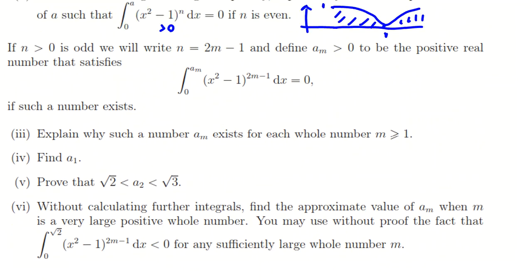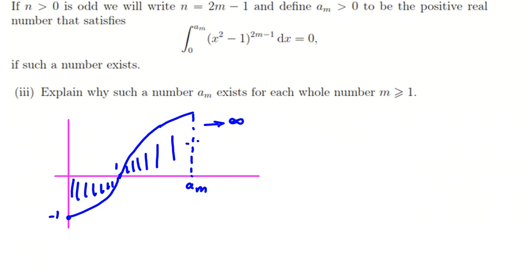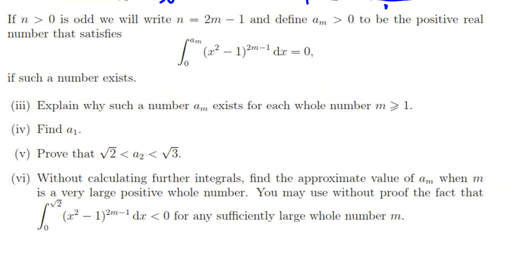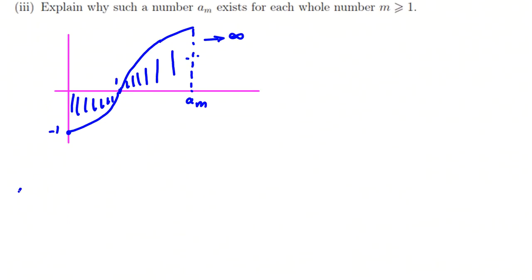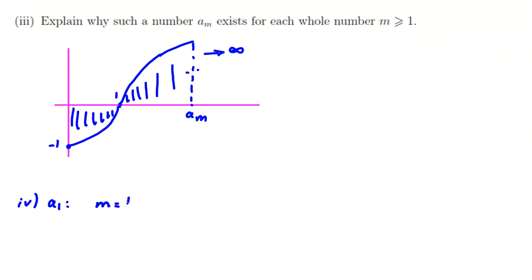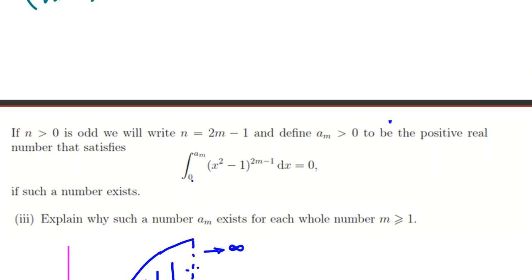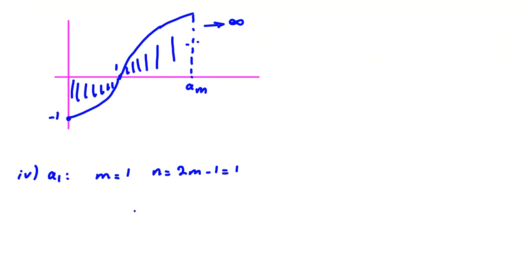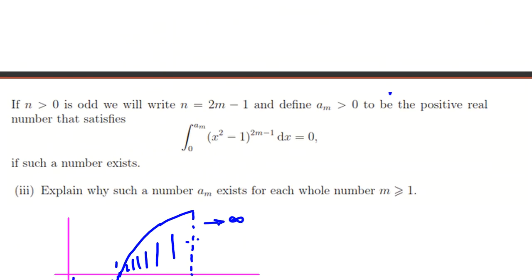Here it says find a1. So if you want to find a1, part IV. a_m is what? n is 2m minus 1. So m is 1, n is 2m minus 1, which is 1. Okay. The integral from 0 to a1 of (x squared minus 1) dx should be 0. Okay, and now we should find a1.